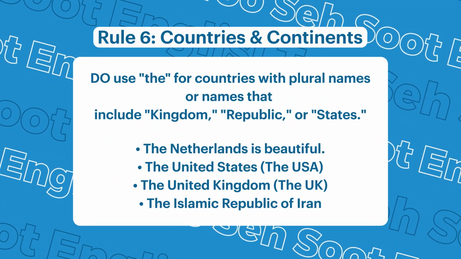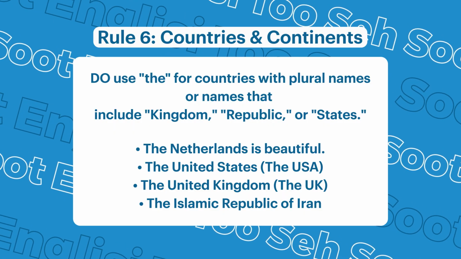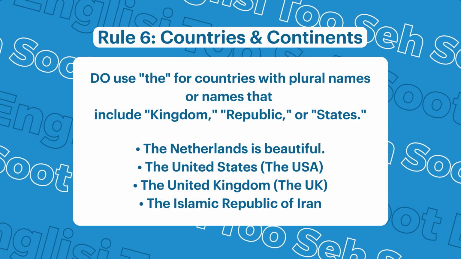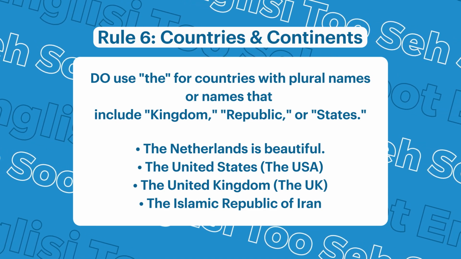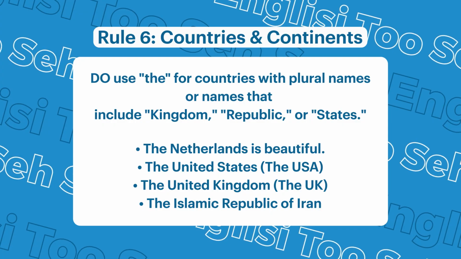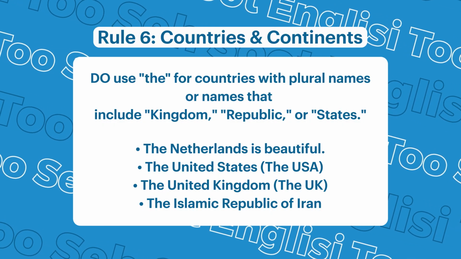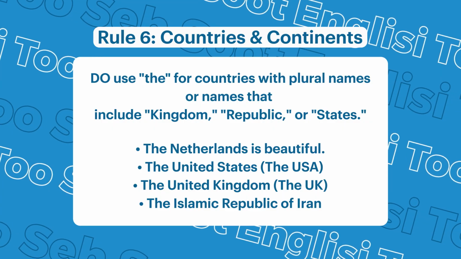Do use the for countries with plural names or names that include kingdom, republic, or state. For example, the Netherlands is beautiful. The United States, the USA. The United Kingdom, the UK. The Islamic Republic of Iran.